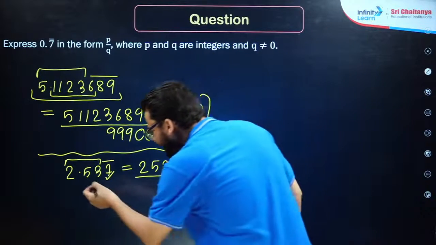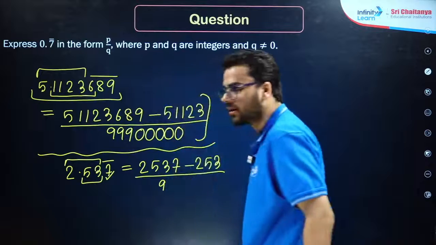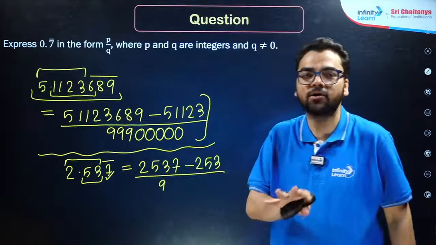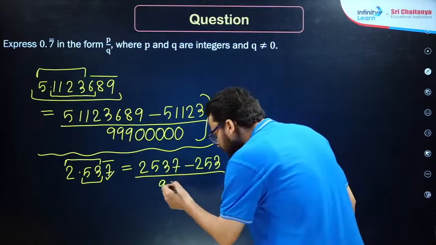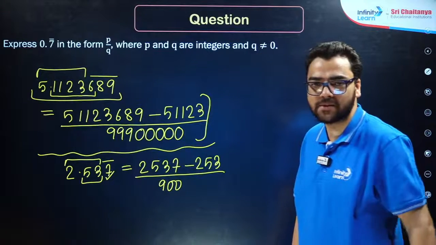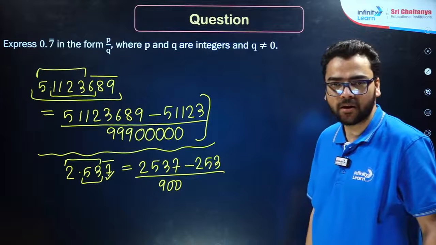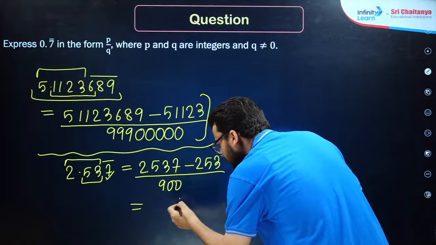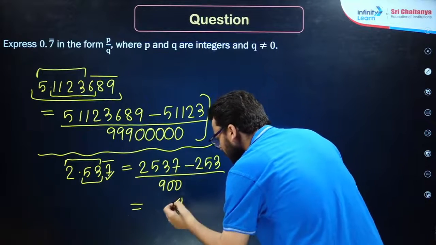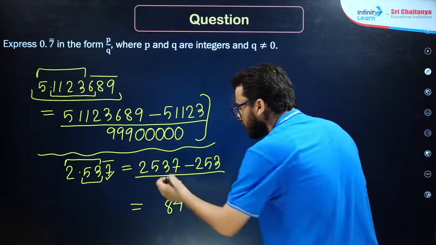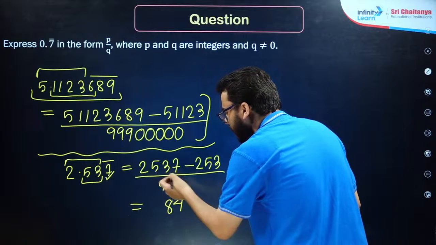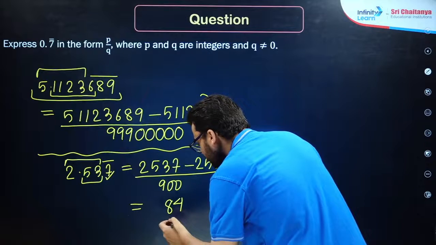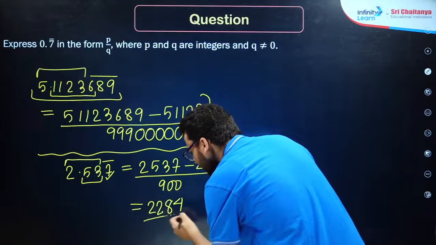Now, on how many digits after the decimal bar is not there? There are 2 such digits after the decimal on which bar is not there. So 2 times 0 will come. So that is the answer. You can very well simplify that thing. So it is 2284 upon 900.